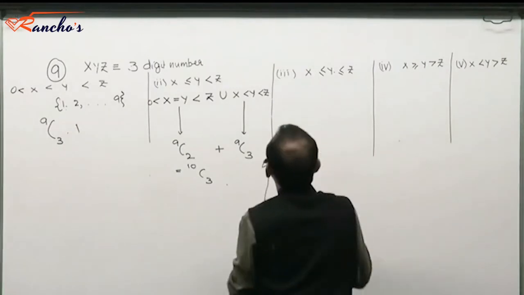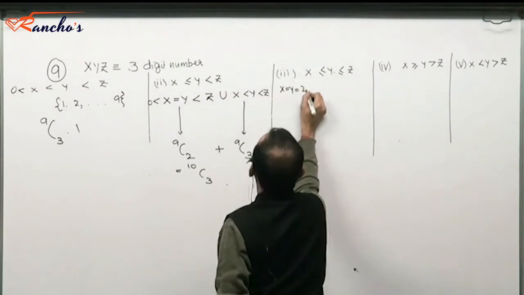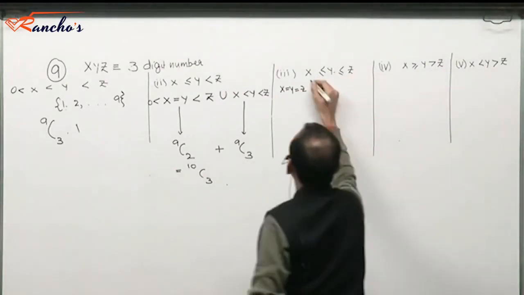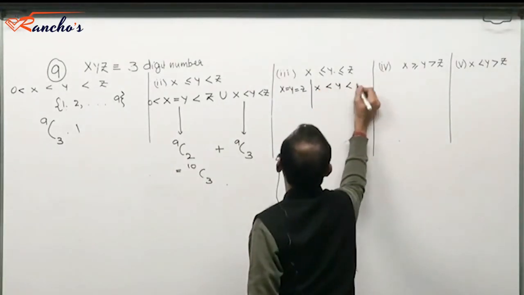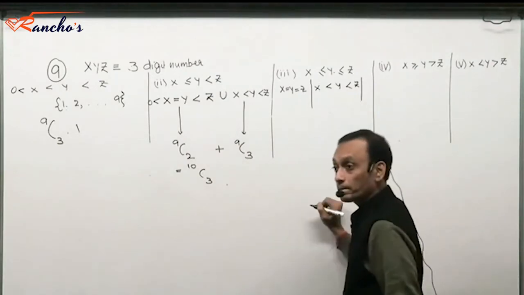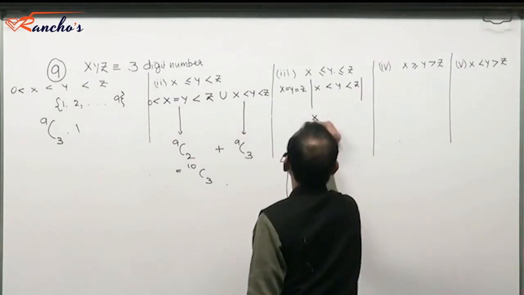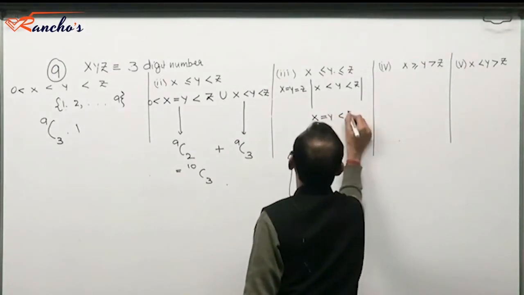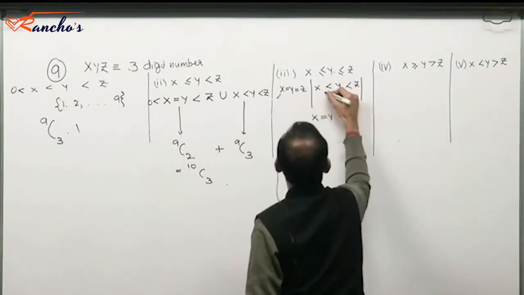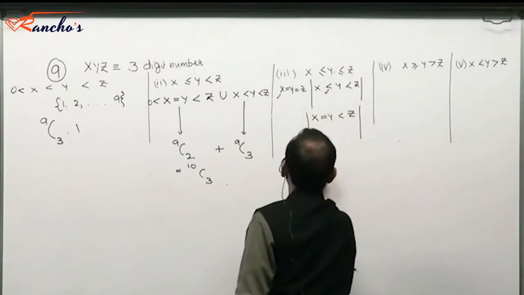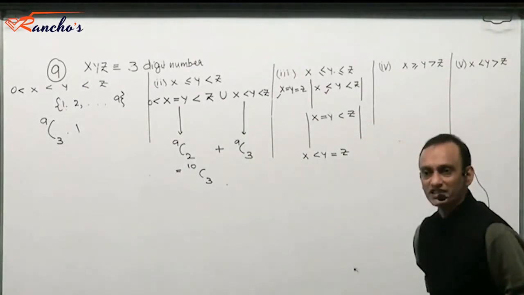Now, this is union of the following cases. X equal to y equal to z, union x less than y less than z, union x equal to y less than z, that is, x equal to y but less than z, and x less than y equal to z is this case. Yes or no? These are the 4 cases.